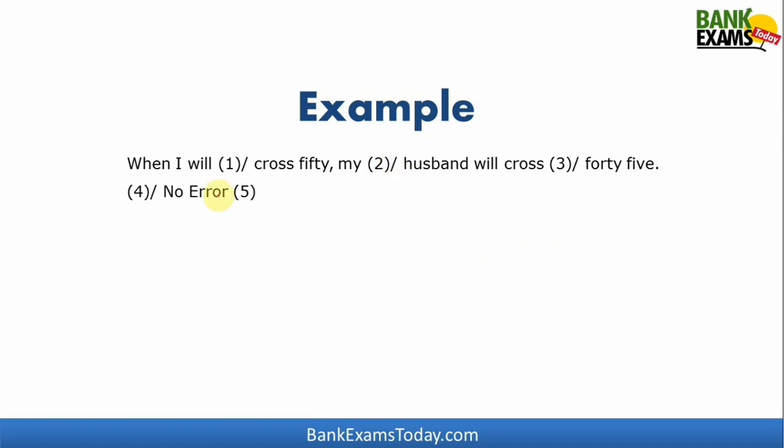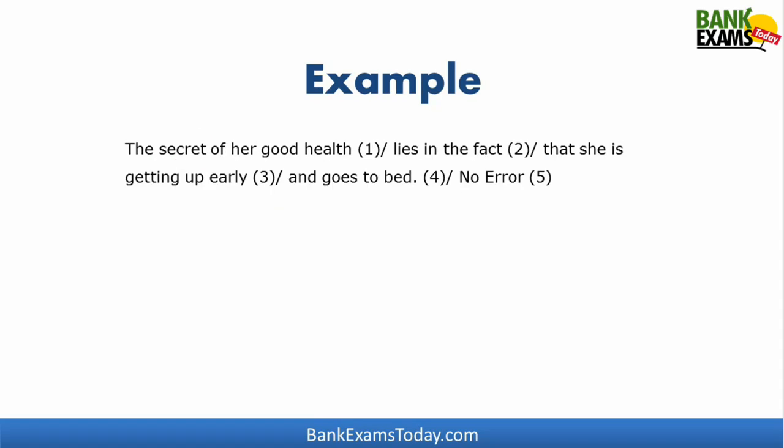Next, "When I will cross 50, my husband will cross 45." Again, we have a conditional sentence that we have done earlier. So it should be "When I cross 50," जैसे ही मैं 50 के पार हो जाऊंगी, "my husband will cross 45." Right?